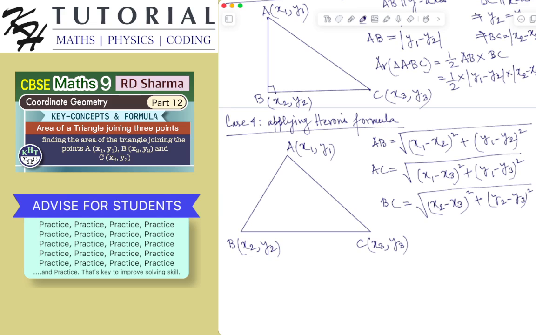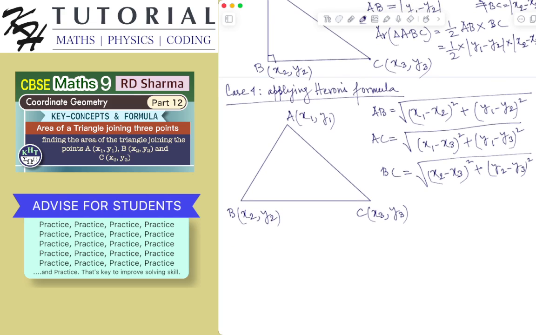Okay, so I have found the length of the sides using the distance formula. AB is the side opposite to the vertex C. So the length of the side AB is denoted with the small letter c. This is the convention. So this is c, the length of the side AB.